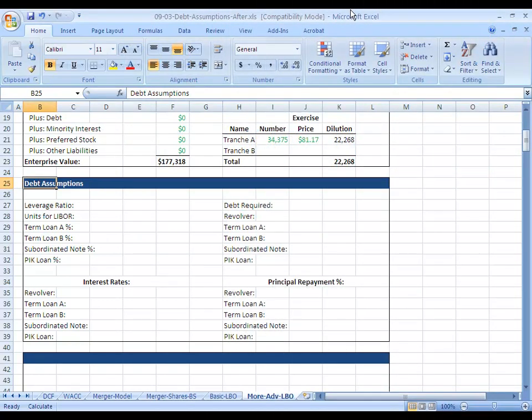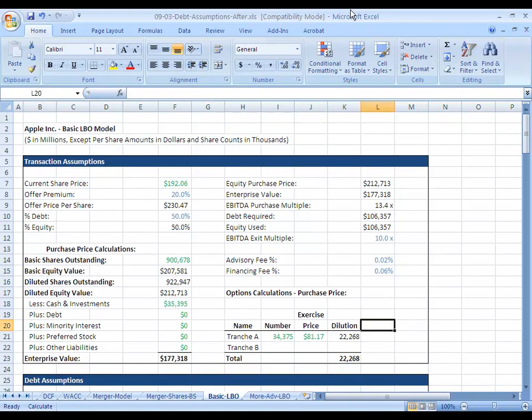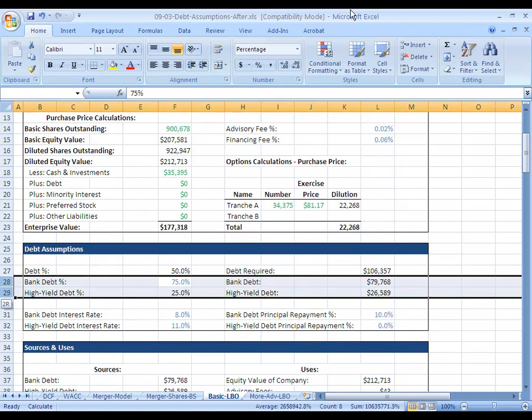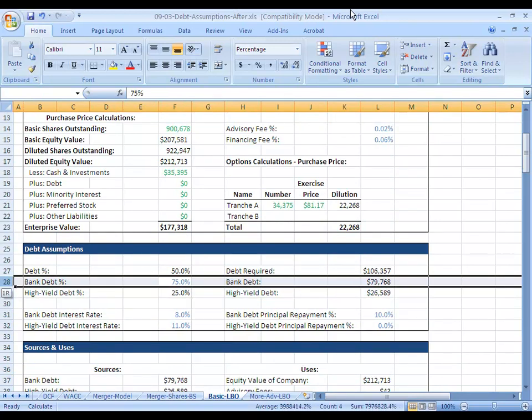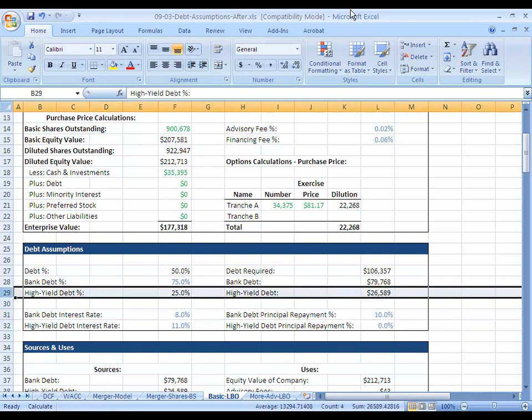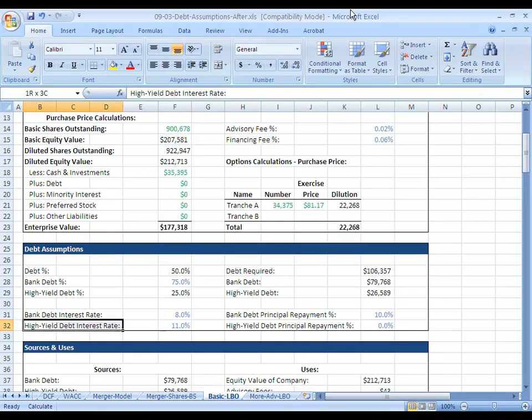In this lesson, you're going to learn about all the different types of debt that we'll be using in the more advanced LBO model. Now, in the basic model, under debt assumptions, we said that there were two basic different types of debt, bank debt and high yield debt.